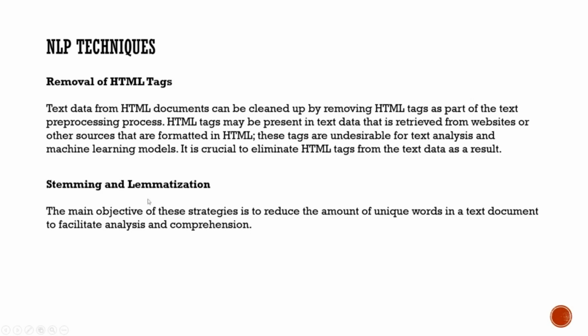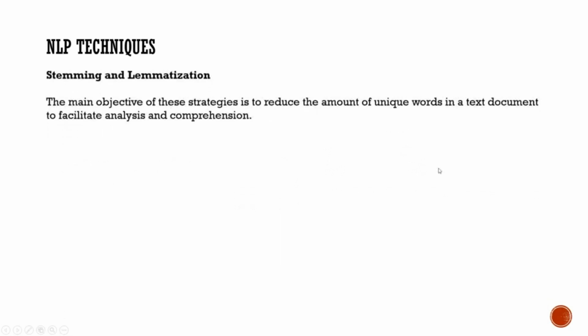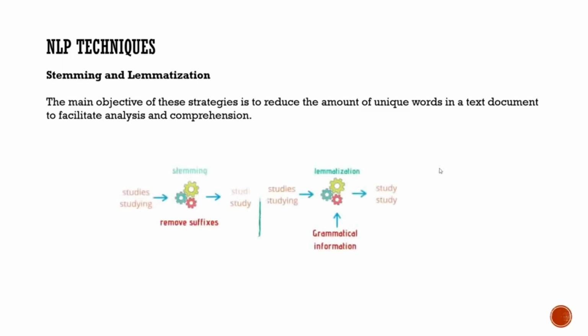And talking about stemming and lemmatization, we will talk about these in more detail. The objective is to reduce the number of unique words. So you'll find that when you are given a paragraph, you come up with a lot of words, but many of these words mean the same thing.